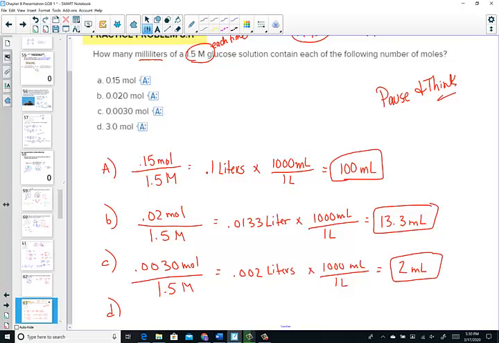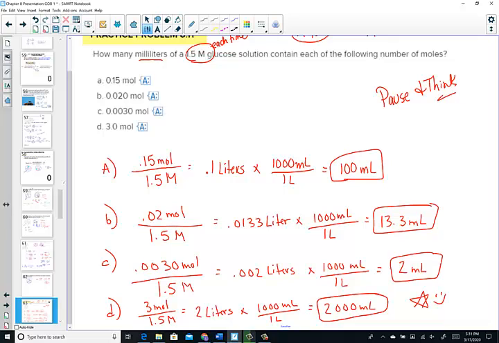And the letter D, 3 moles in 1.5 molar solution. 3 divided by 1.5 is 2. Remember to multiply by 1,000, moving that decimal 3 spots to the right. So 2 times 1,000 gives you 2,000 milliliters. Give yourself a big old star. It just feels good. You're doing great.